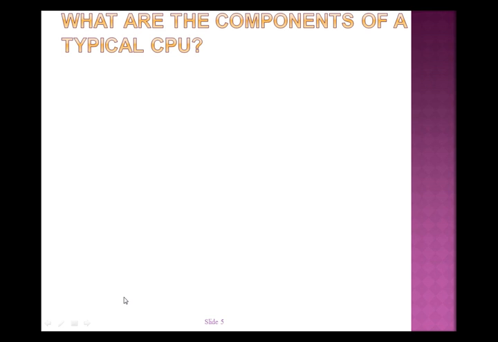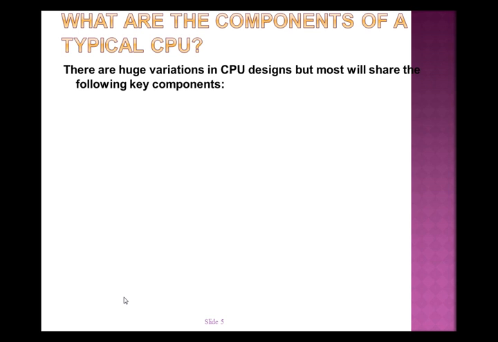Now next, what are the components of a typical CPU? A typical CPU means a CPU that handles complex, multiple calculations. There are huge variations in CPU design, meaning different computers have different CPU designs. But most will share the following key components that are common to every CPU, though every design depends on the architecture.